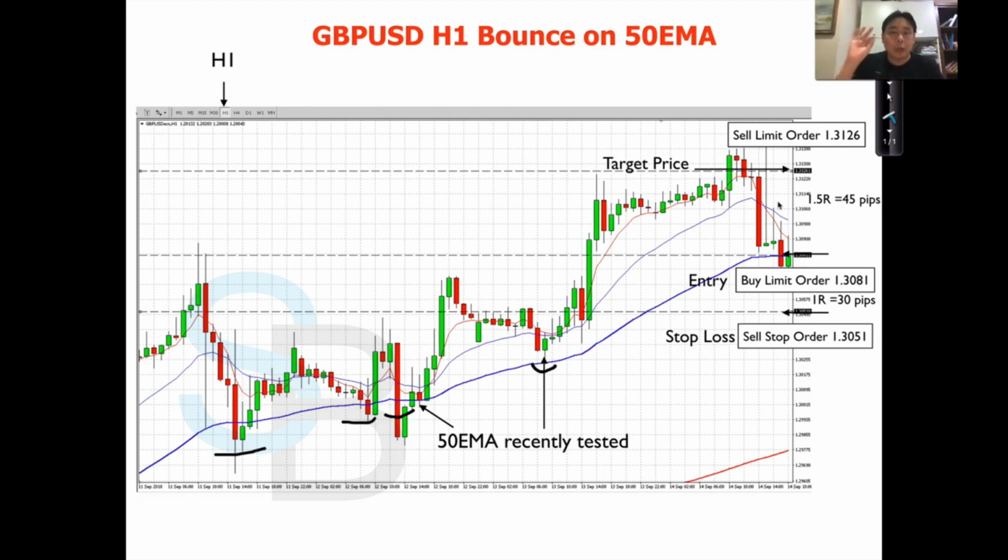So what I normally do is I quickly measure, okay, from the 50 moving average to the recent high. So in this case, when I measured it, it's about 50 pips away. Okay, so I would say, okay, it is 50 pips away.